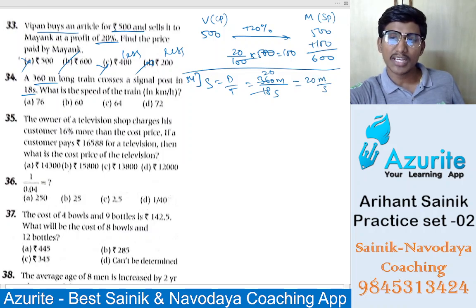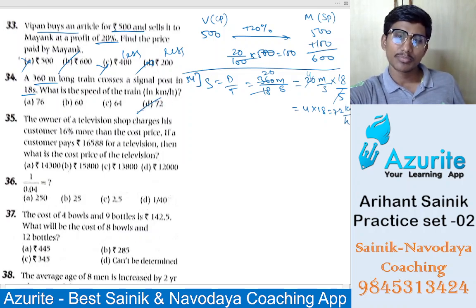So in kilometer per hour it will be how much? Into 18 by 5. So 18 by 5, 4s are 20, so 20 into 18 by 5. 4 into 18 is 72 kilometer per hour. Okay. Option D here. Okay. Next, 35.